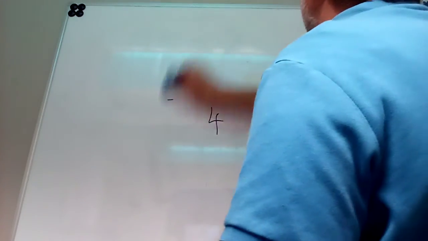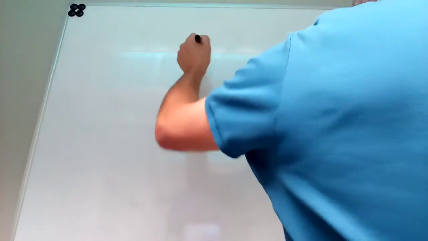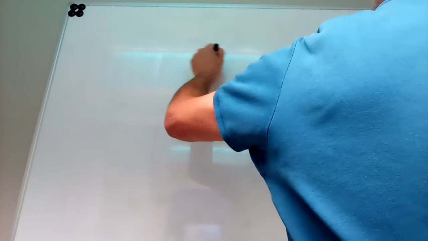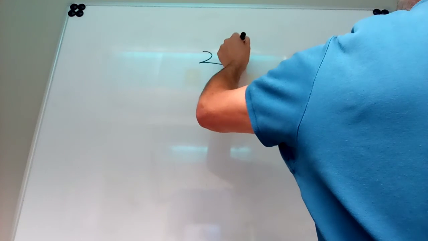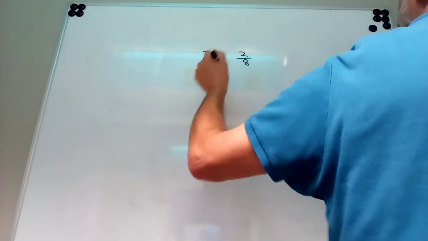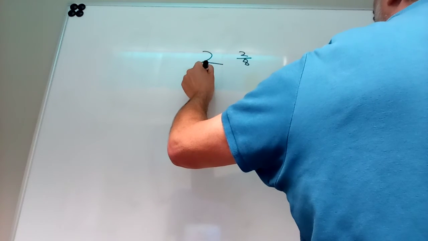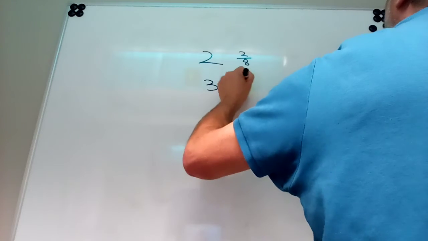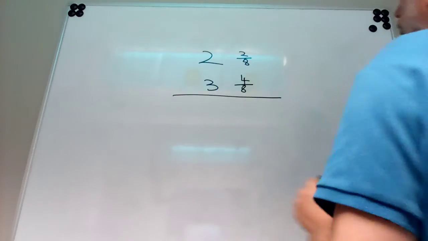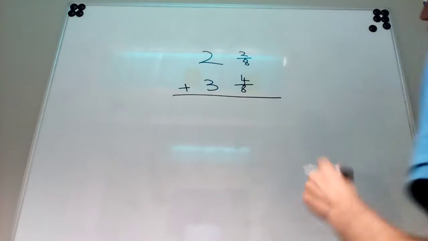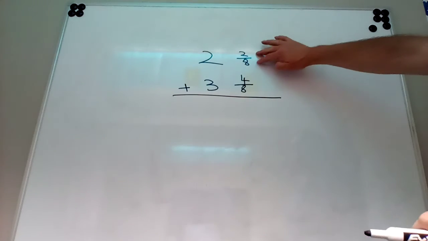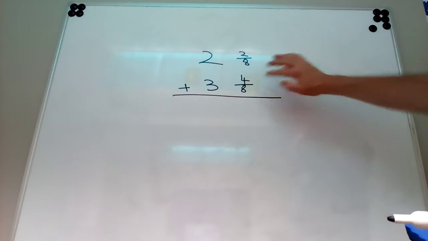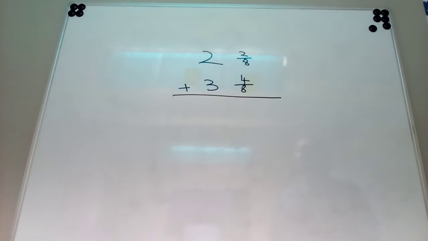Let's do a couple of those. Let's go 2 and 2/8 plus 3 and 4/8. Now, we're going to add these together. Now, you may already look at this and think, oh, well, these fractions are not in lowest terms yet, and you're right, and we're going to deal with that in just a moment. But let's see if we can add these together.